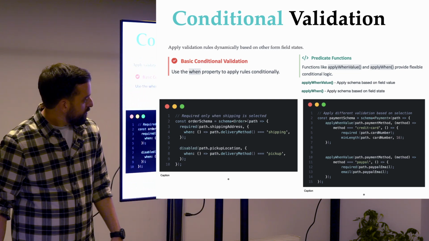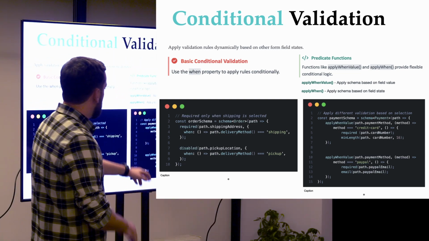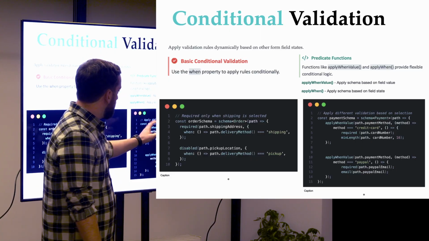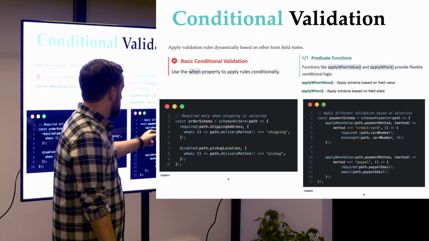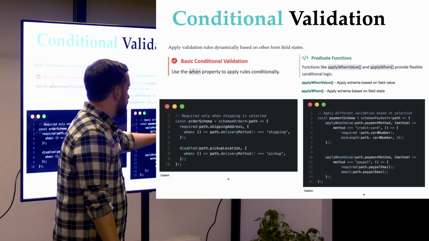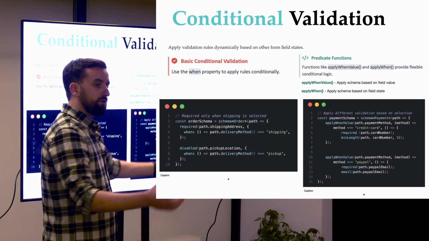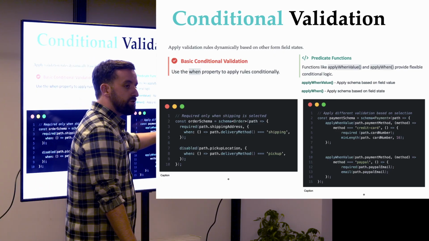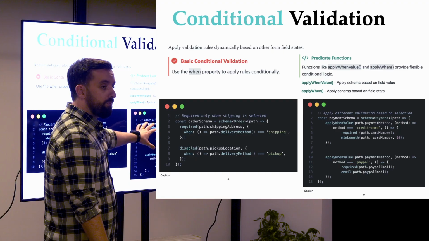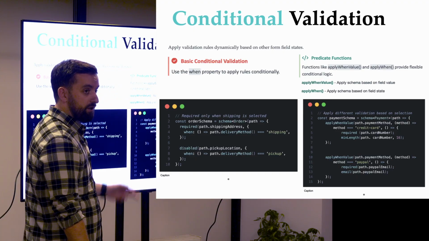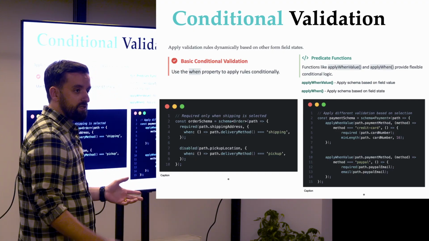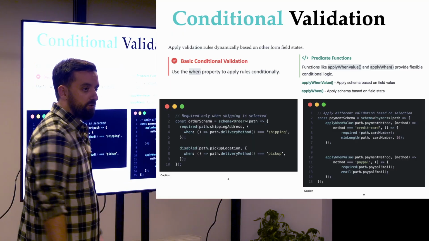So to see the example, for payment schema, we want to apply a certain validation. For example, if method is equal to credit card, we want to make some field required, and we want to have a certain min length. So this is coming with conditional validation. And I think the conditional validation is the most important part when it comes to signal forms.